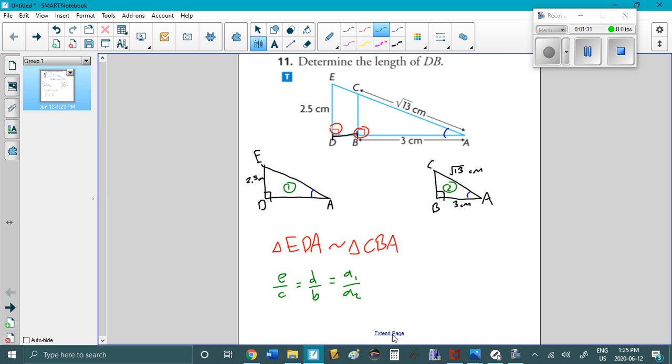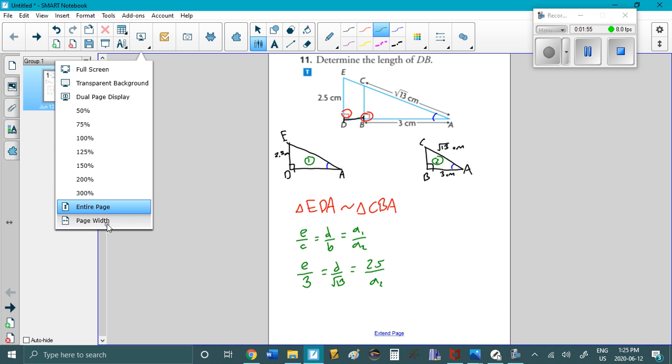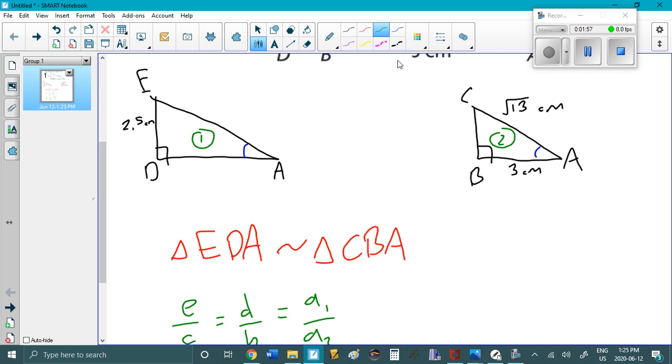If we're going to sub in here, we've got little e we don't know, little c is 3, little d we don't know, little b is root 13, a1 is 2.5, and a2 we don't know. So I'll just call it a2. We can't actually solve anything yet. So what you needed to be able to do from this is to first find side a2.